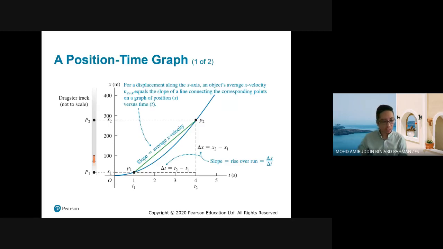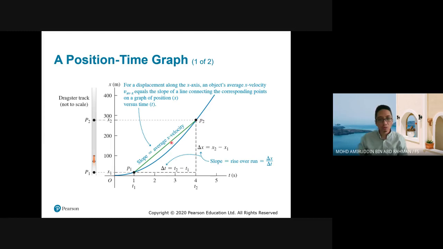When it increases, of course, you will move faster. The car will move faster, reaching the x2 point. Because we want to find the average velocity, we need to find the slope between the point P1 and P2 over here. As you can see from the graph, it is point P1 to P2.